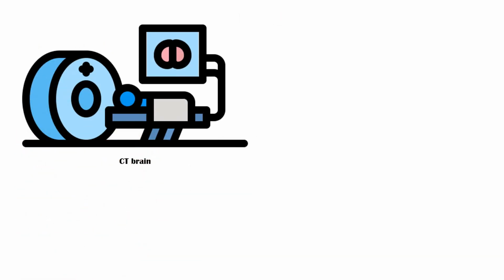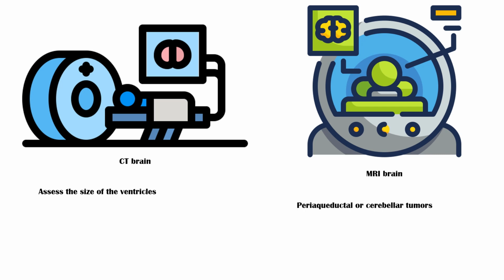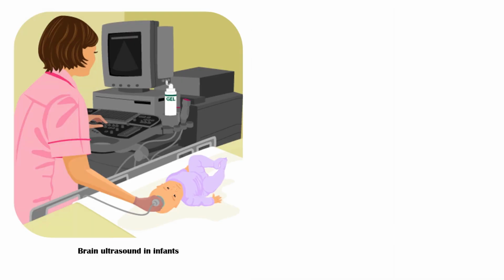Imaging studies include CT scanning to assess the size of the ventricles, MRI scanning to look for the presence of periaqueductal or cerebellar tumors and Chiari malformation. In infants, ultrasound scanning may show subependymal and interventricular hemorrhages.